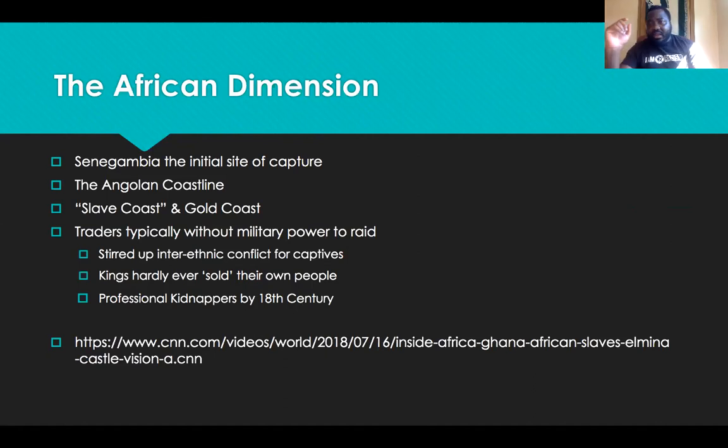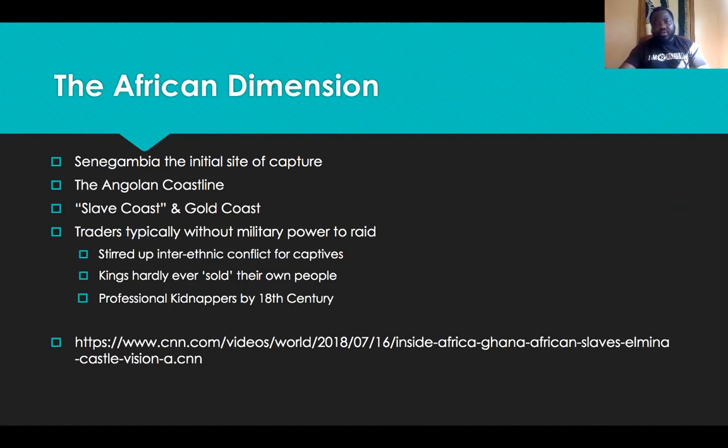So what does that mean? If that is the case, when communities are not expanding territory or in resource competition, that means that for the traders, their commodity is not available. So what did they do? They started stirring up inter-ethnic conflict for captors. So they would just antagonize different groups, spreading falsehoods, pitting them against each other, divide and conquer, so that they would fight, and the losing group would be enslaved, and that would give them a commodity, if you will.